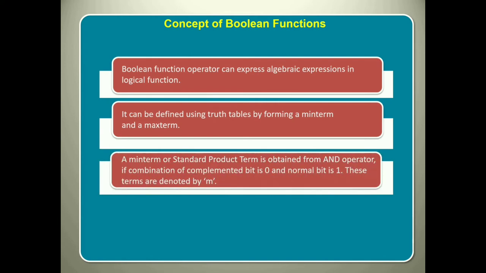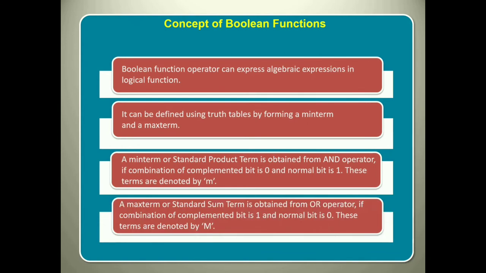A Minterm or standard product term is obtained from AND operator if combination of complemented bit is 0 and normal bit is 1. These terms are denoted by small m. A Maxterm or standard sum term is obtained from OR operator if combination of complemented bit is 1 and normal bit is 0. These terms are denoted by capital M.